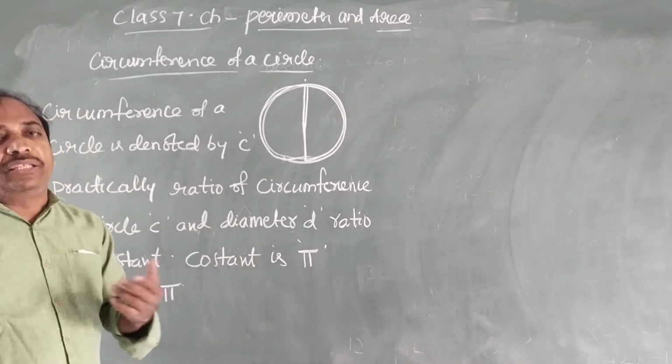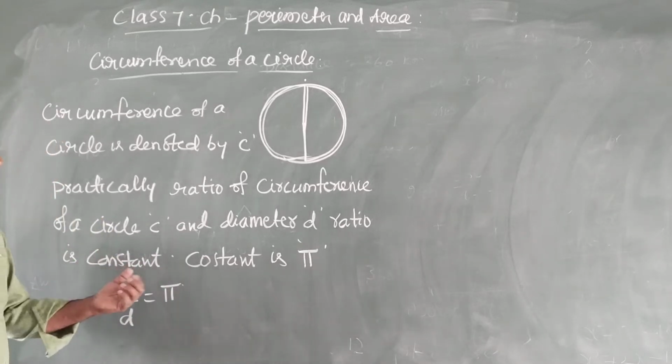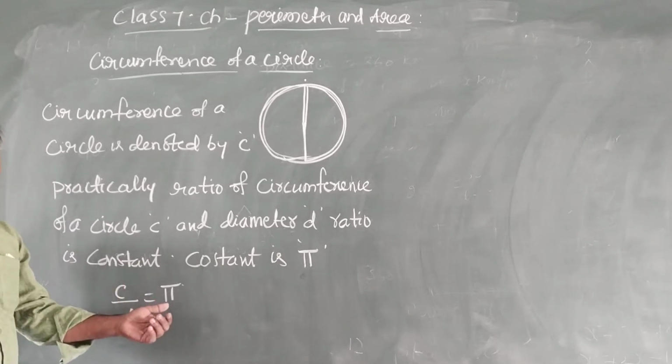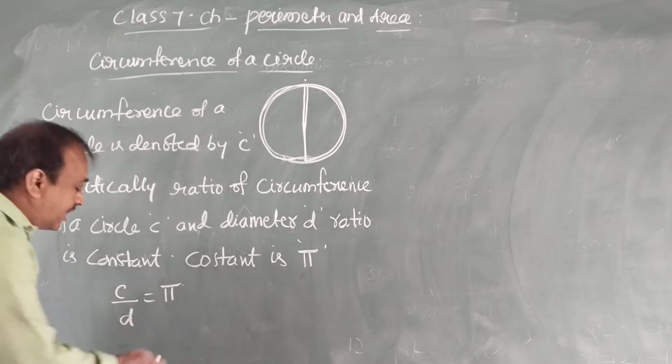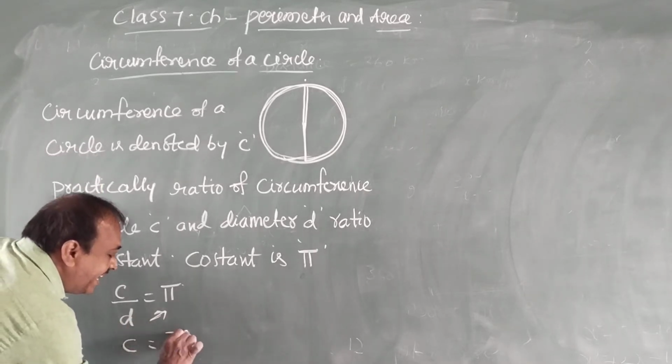That is between 3.1 and 3.2. So it is a constant, and the constant is denoted by pi. So C by D is equal to pi. The ratio between C and D is pi. So transposing this as we learned, C is equal to pi into D.